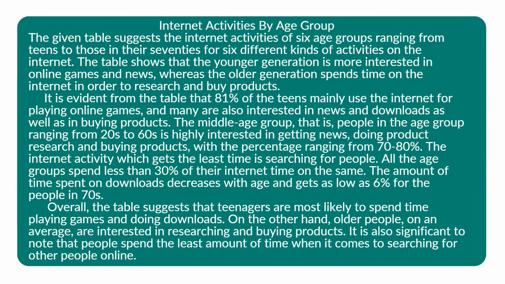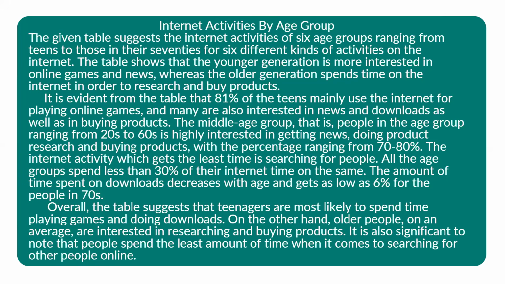For example, the given table suggests the internet activities of 6 age groups ranging from teens to those in their 70s for 6 different kinds of activities on the internet. So basically, this is the introduction. The table shows the younger generation is more interested in online games and news, whereas the older generation spends time on the internet in order to research and buy products. So this is setting the trend.